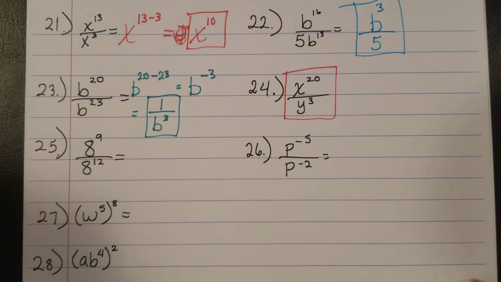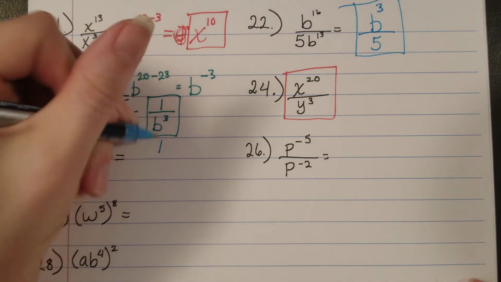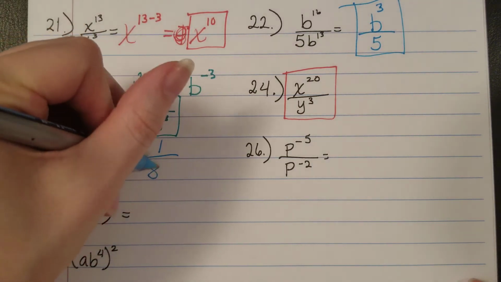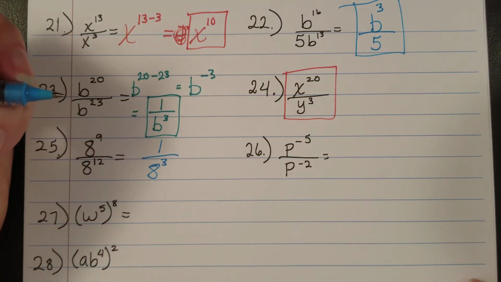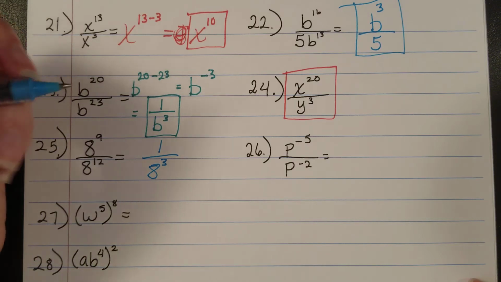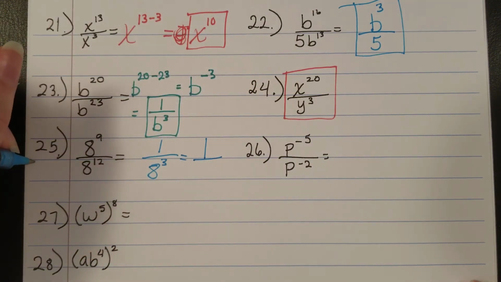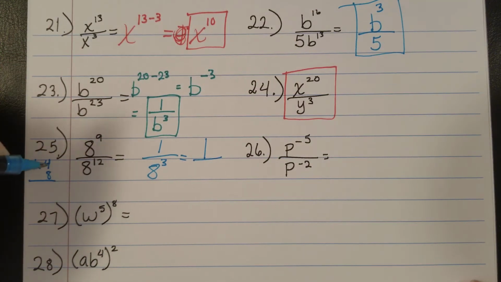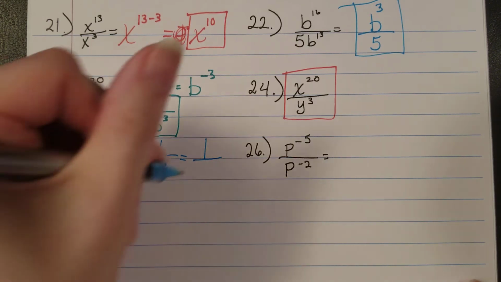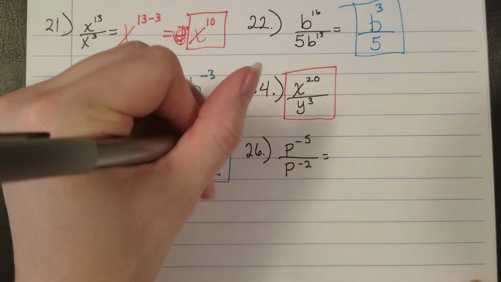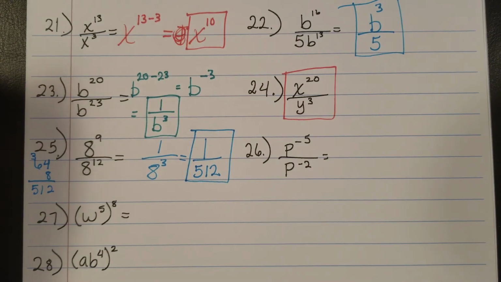All right, number 25, we have 8 to the power of 9 over 8 to the power of 12. Okay, so 12 is bigger than 9, so it's basically going to be 1 over, and then 12 minus 9 is 3, so that's 1 over 8 to the third power. And in this case, they're probably going to want us to go ahead and evaluate that. So 8 times 8 would be 64, and then 64 times 8 is 512. So 1 over 512 is the answer.